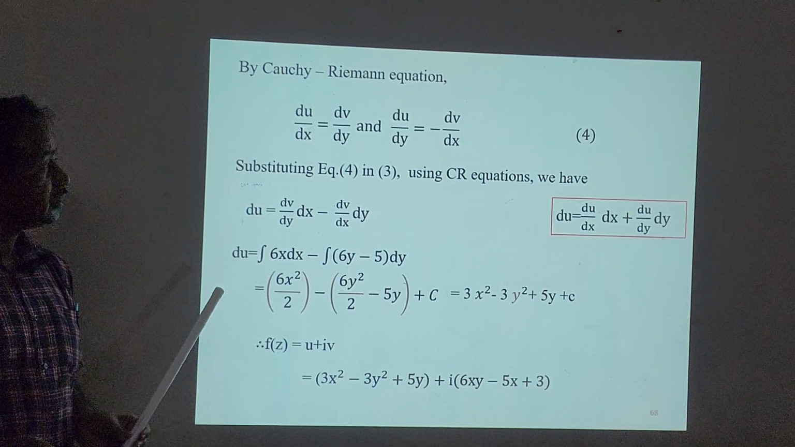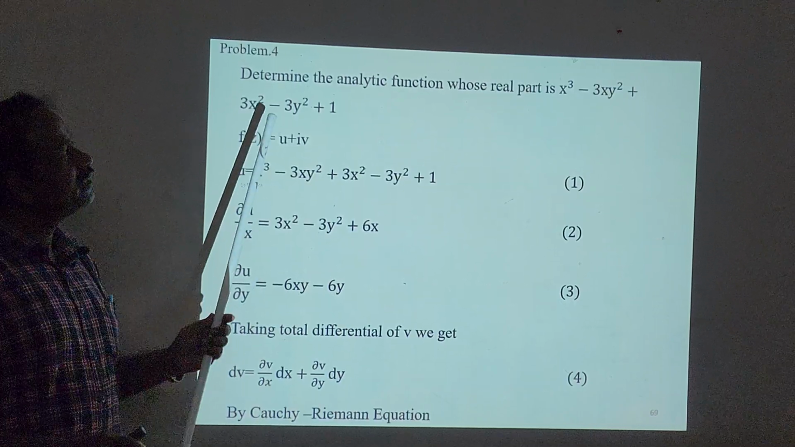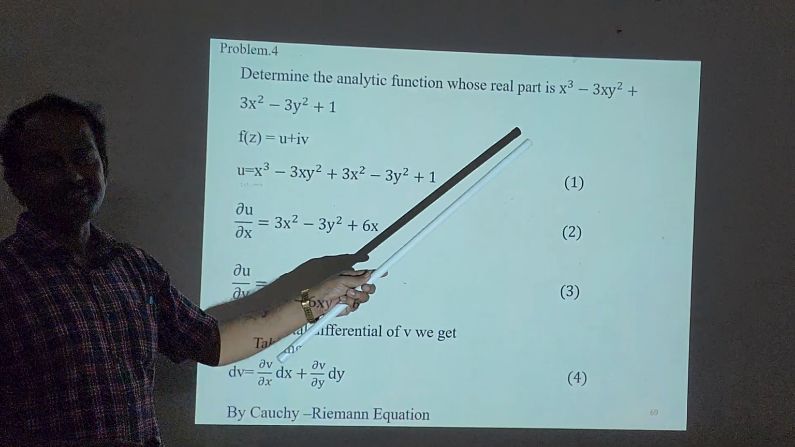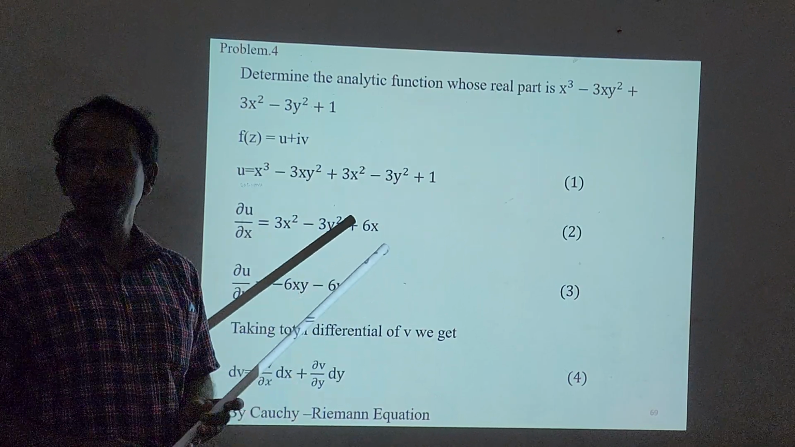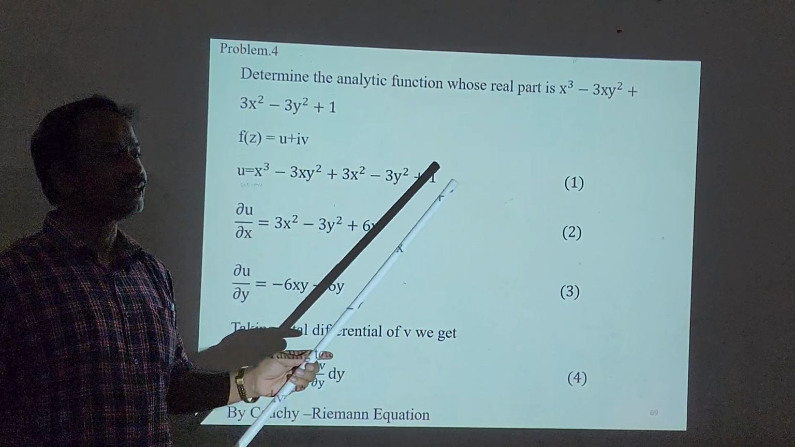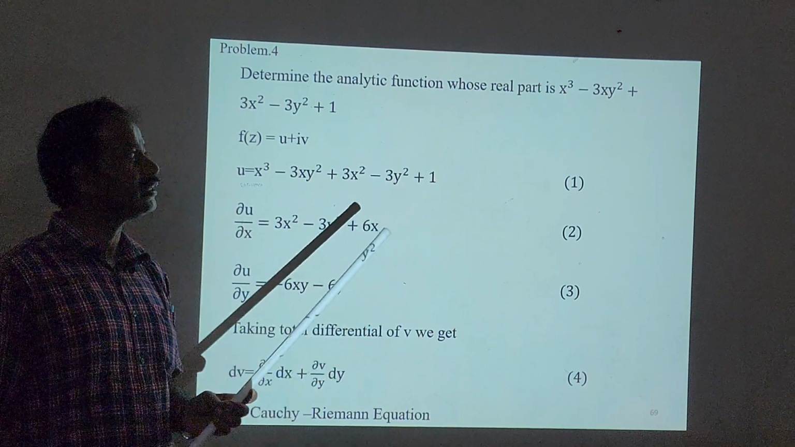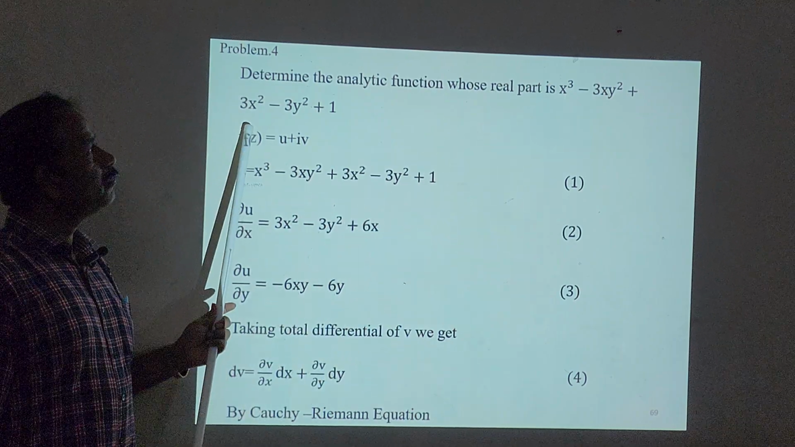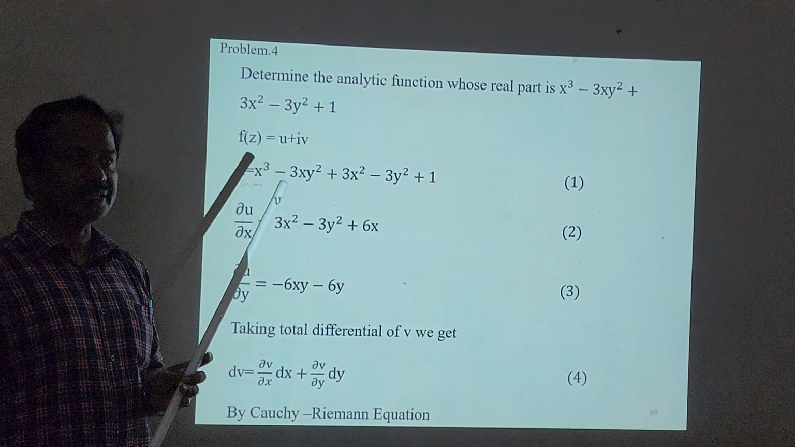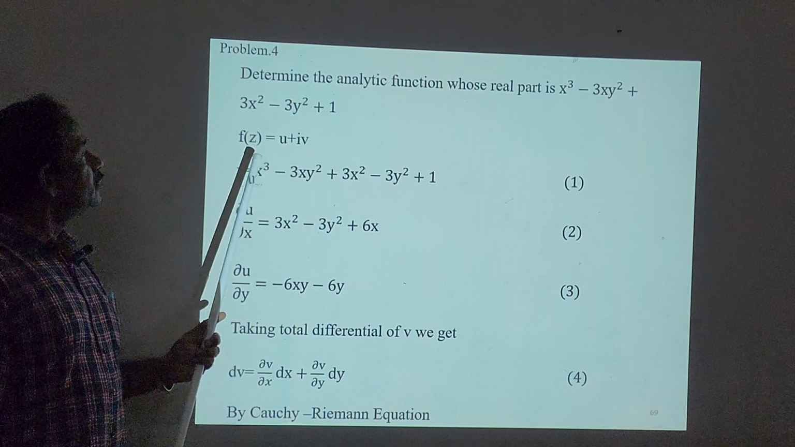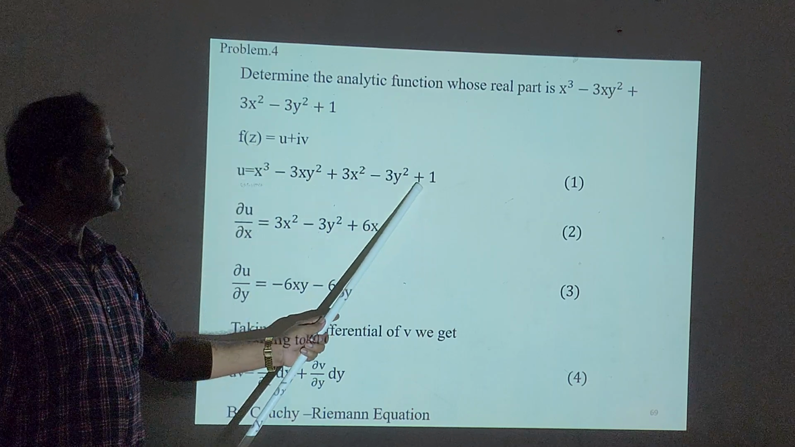Simple. Now we will go for problem 4. Determine the analytic function whose real part is given. So what is the real part, u or v? u is the real part. So u is given: x cube minus 3x y squared plus 3x squared minus 3y squared plus 1. So u is given as this.